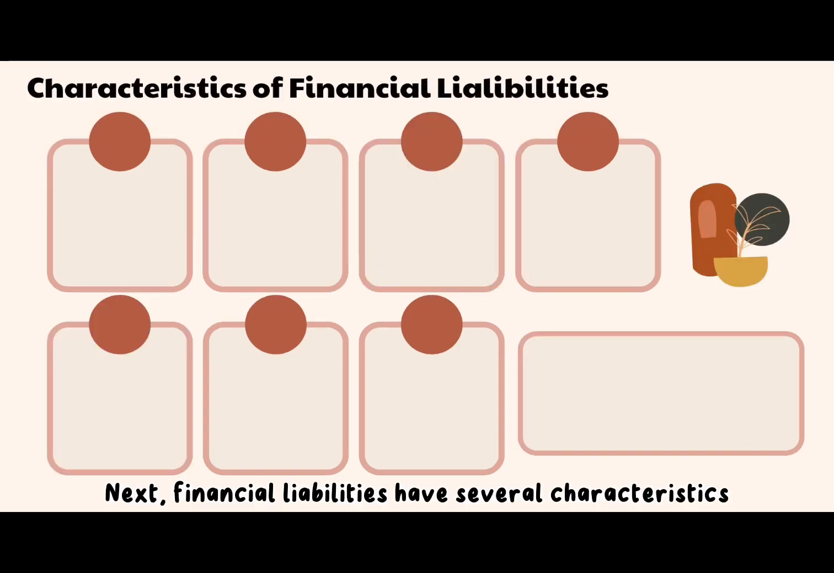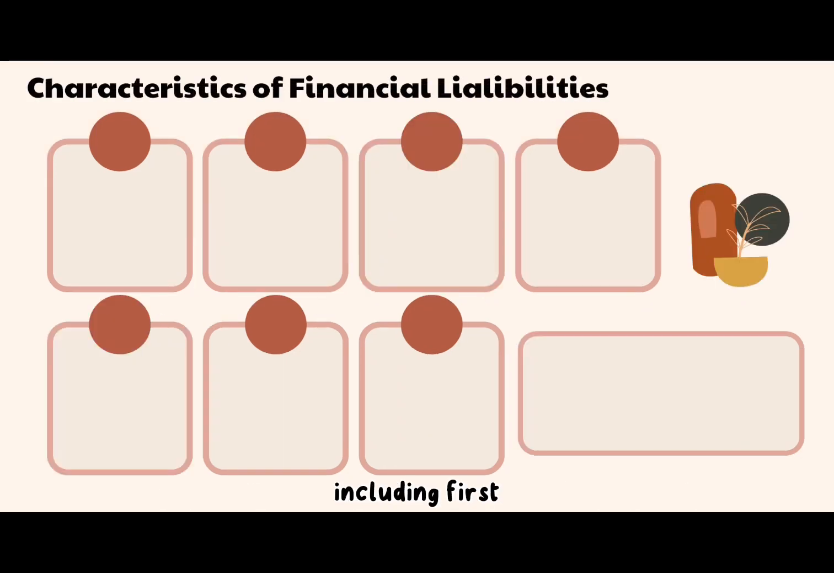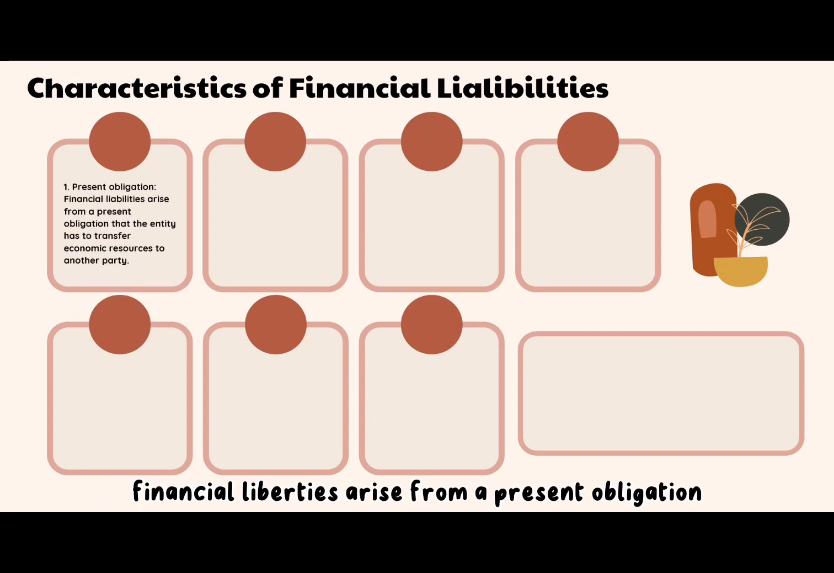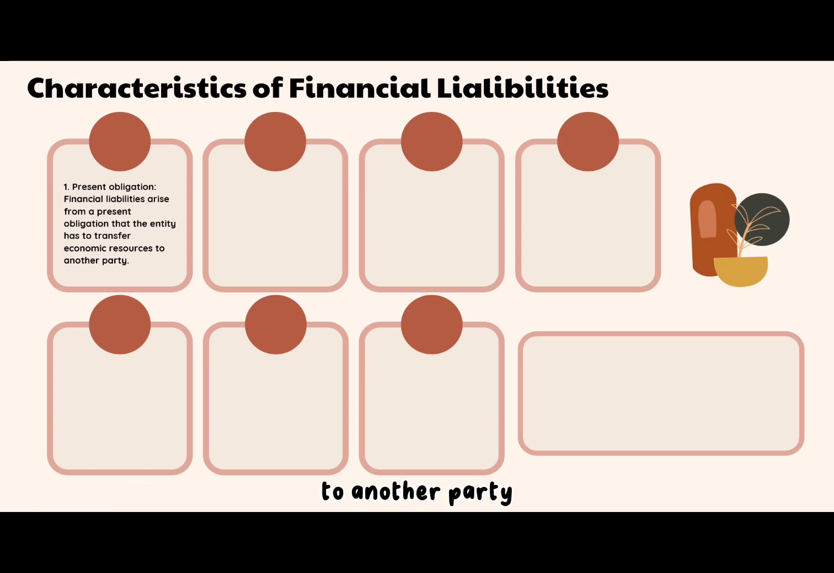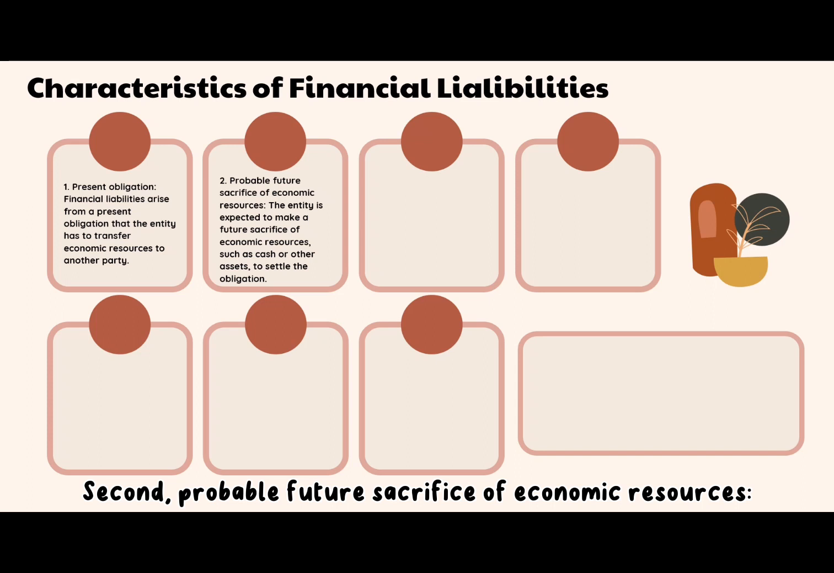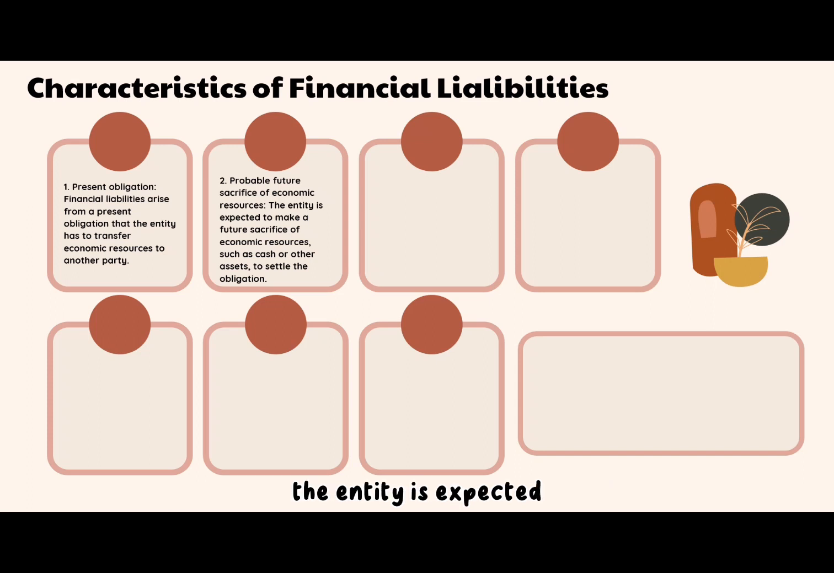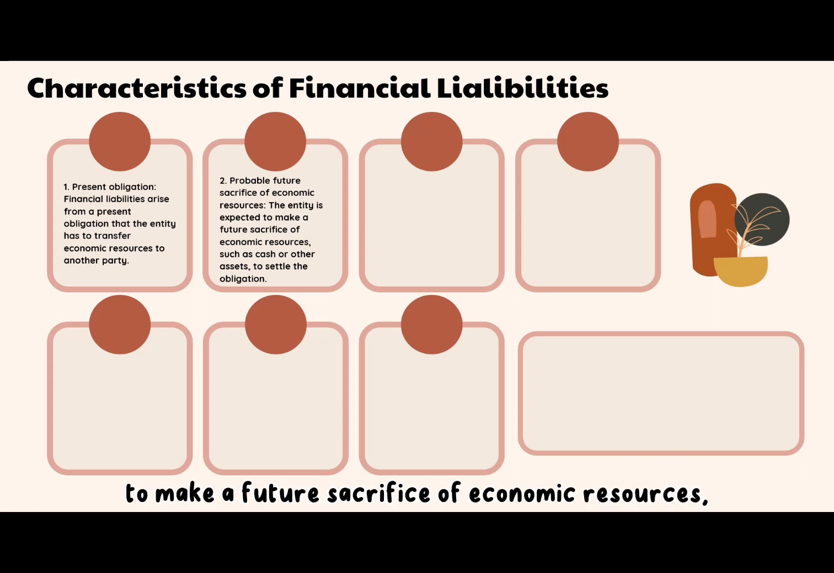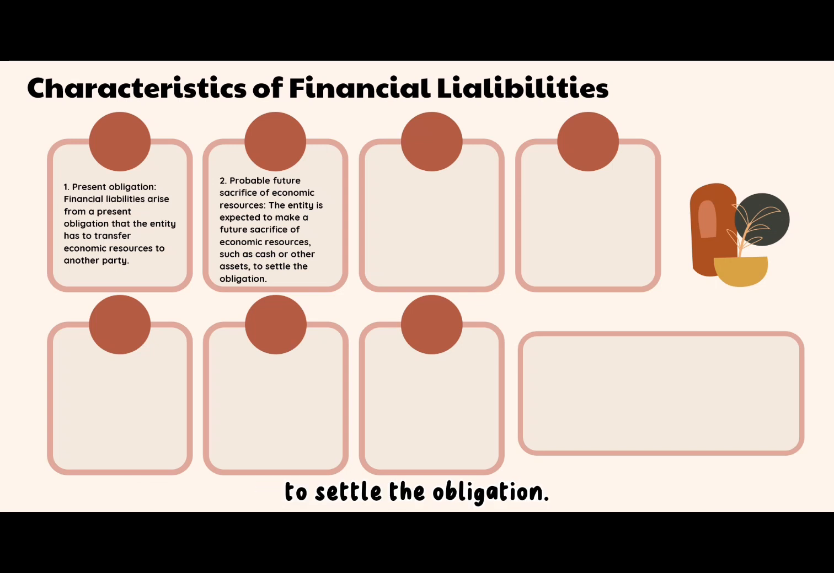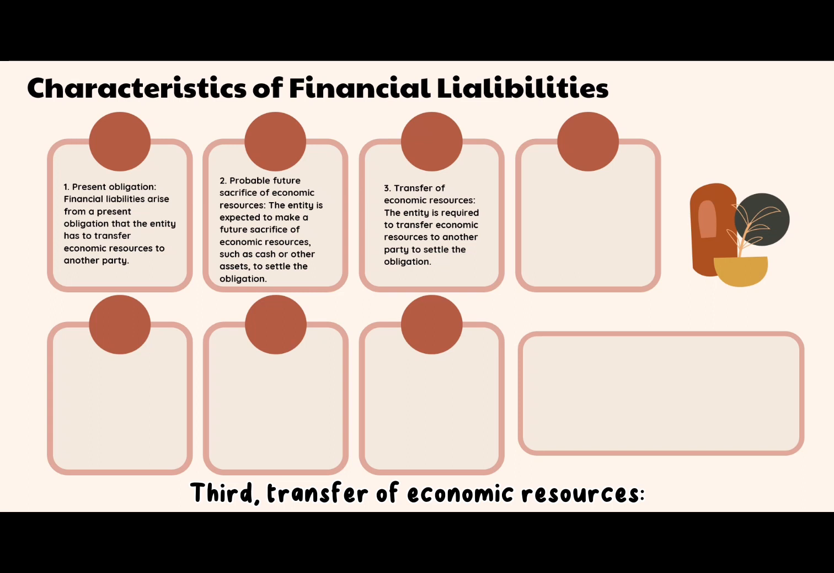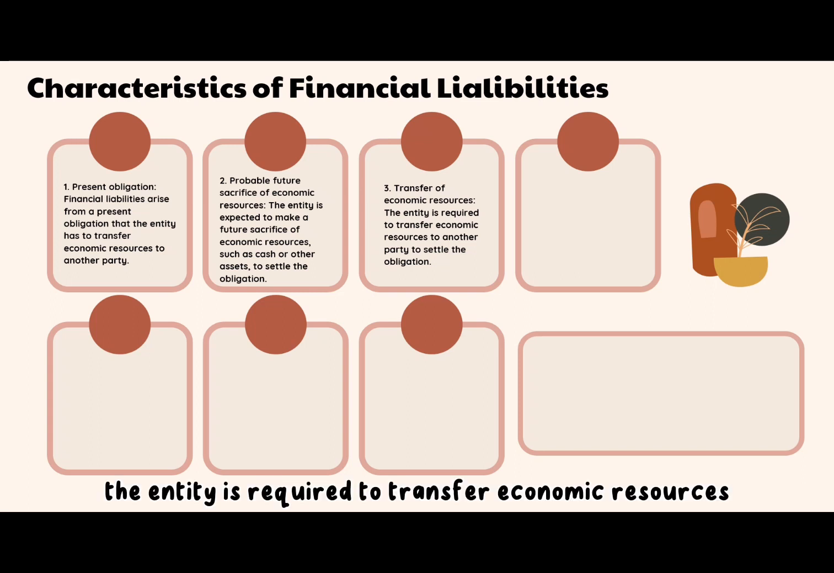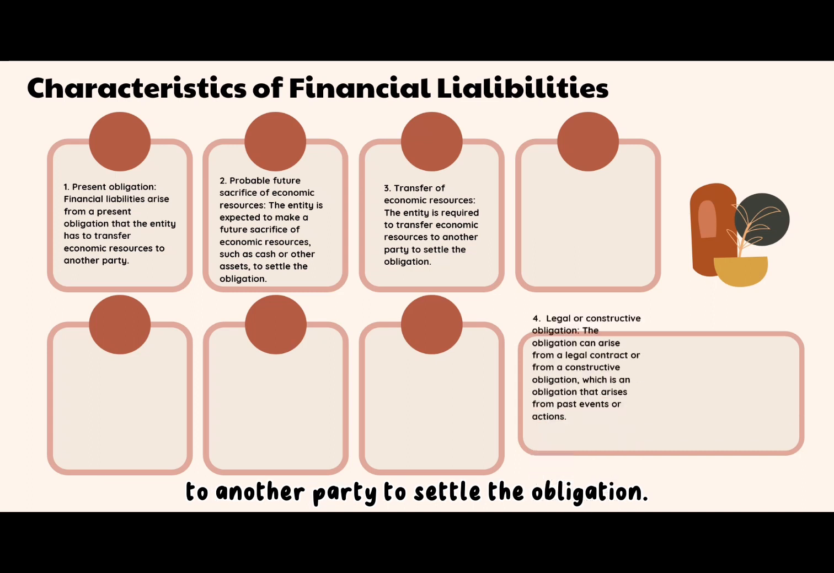Next, financial liabilities have several characteristics, including: first, present obligation. Financial liabilities arise from a present obligation that the entity has to transfer economic resources to another party. Second, probable future sacrifice of economic resources. The entity is expected to make a future sacrifice of economic resources, such as cash or other assets, to settle the obligation. Third, transfer of economic resources. The entity is required to transfer economic resources to another party to settle the obligation.